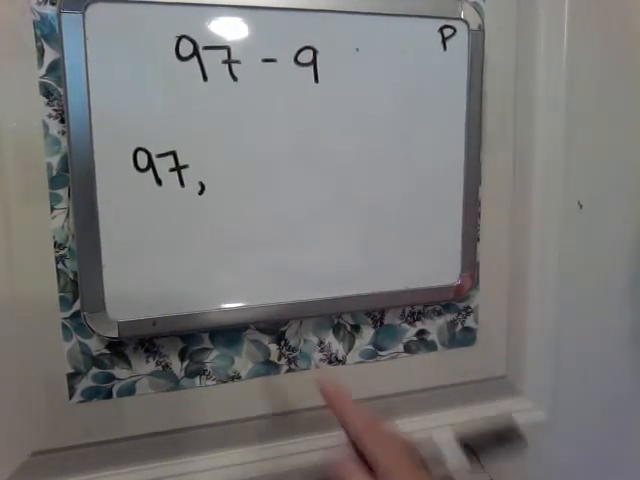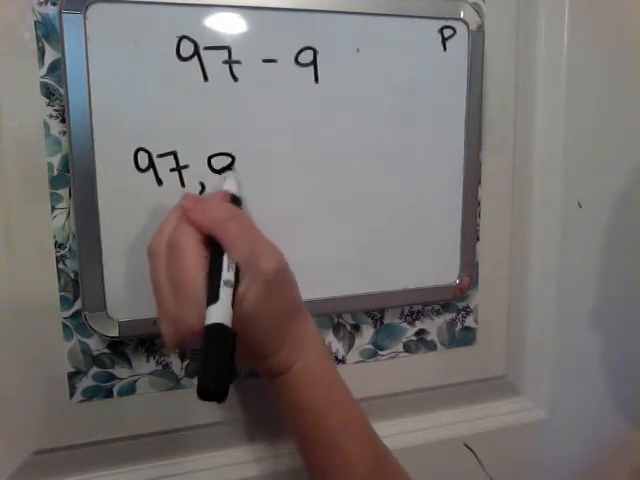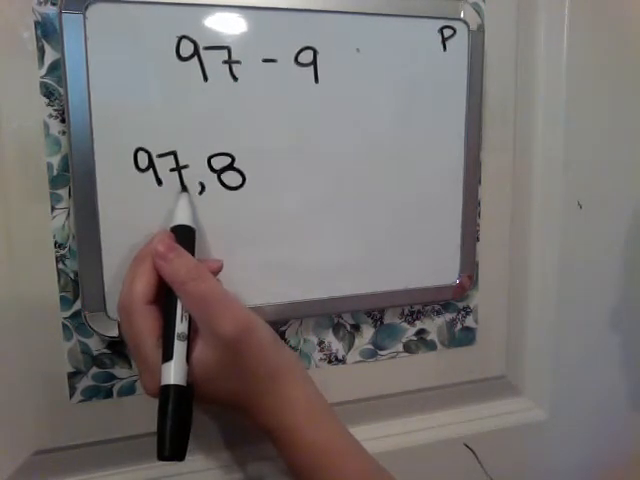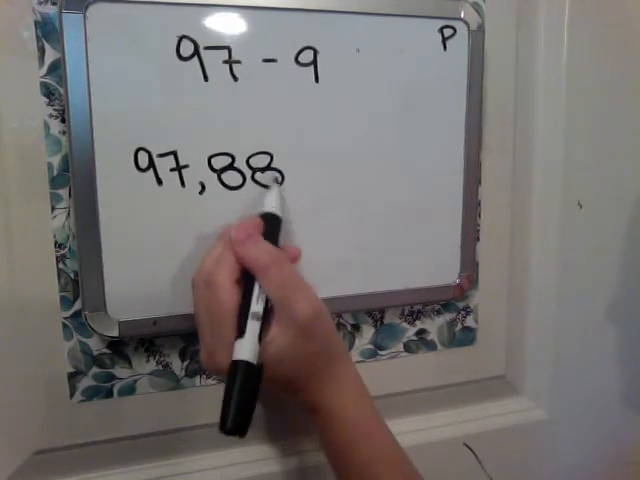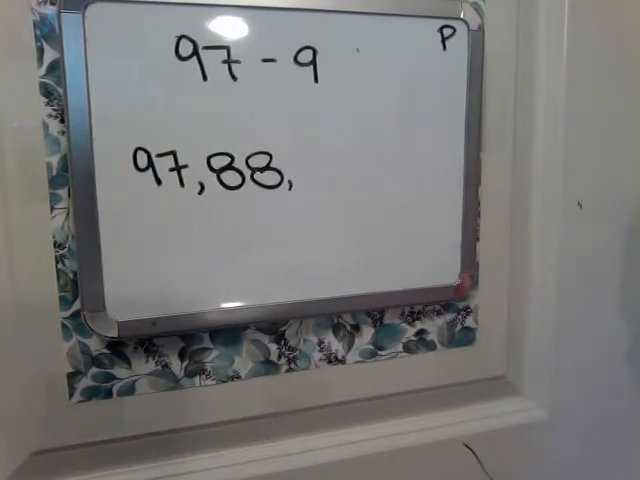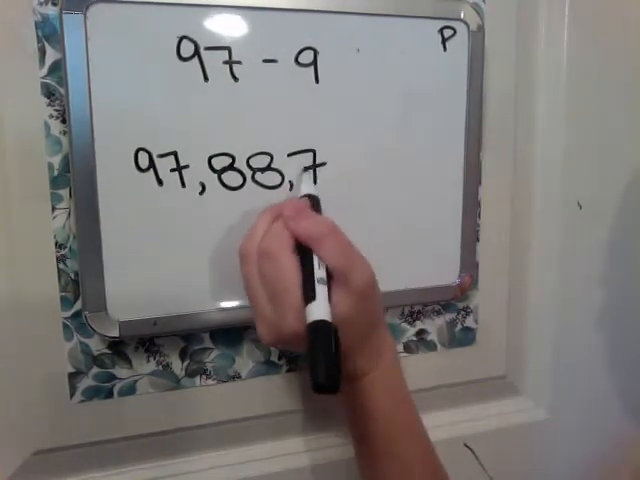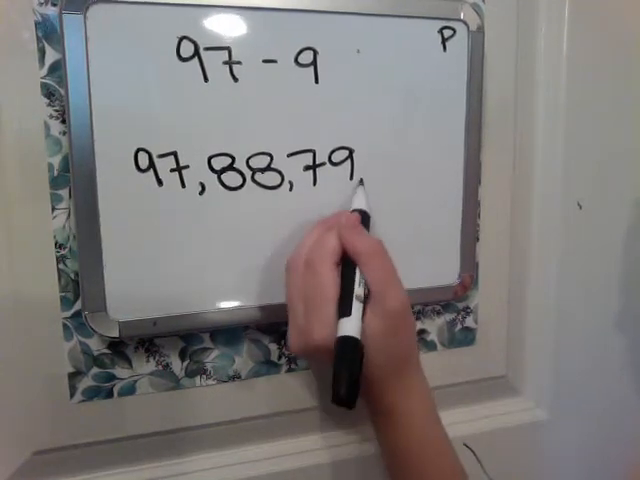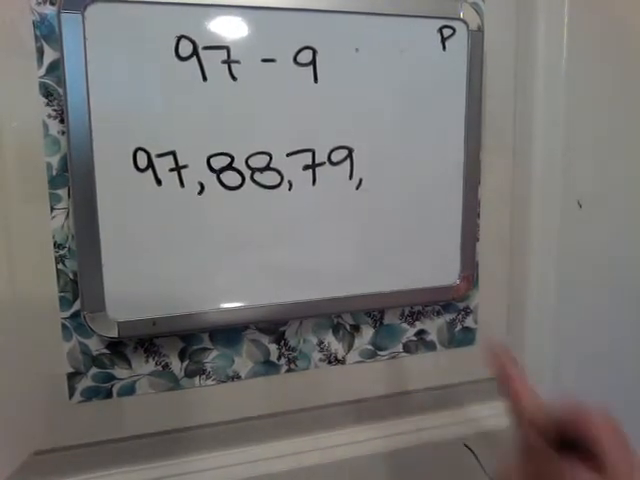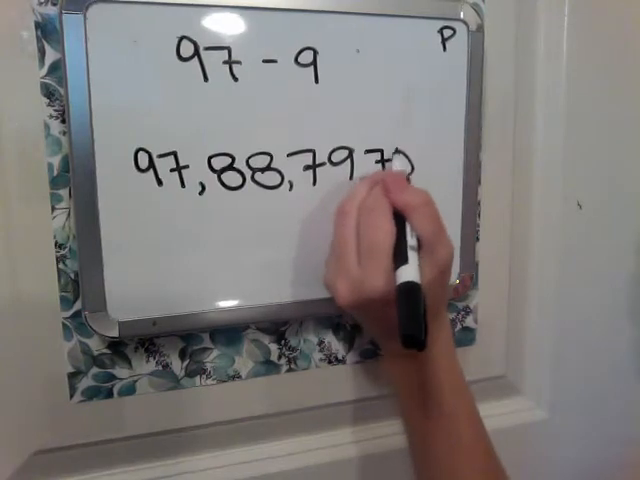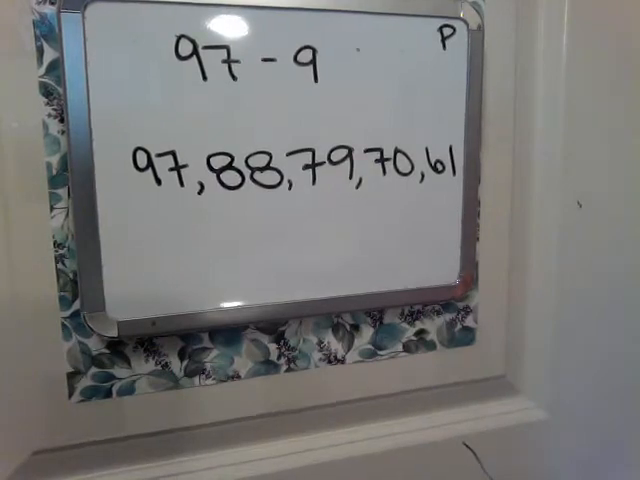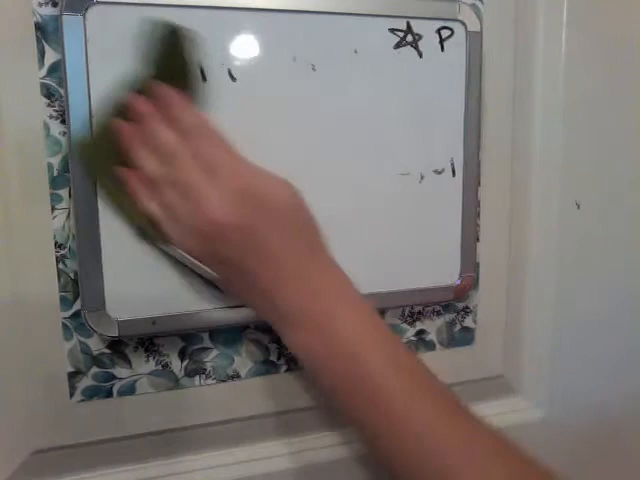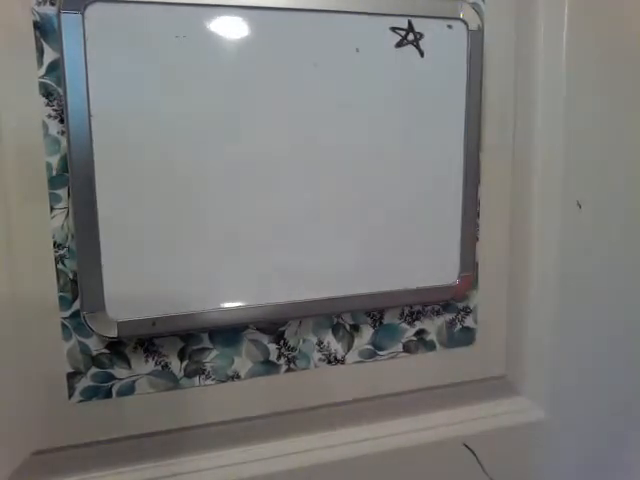So 97 minus 10 is 87. But since that's subtracting 10, we only need to subtract 9. It's not going to be 87, it's going to be 88. 88 minus 10 is 78, but it's really going to be 79 since we're only subtracting 9. 79 minus 9 makes it 70. And then 70 minus 9 is 61. Go ahead and give yourself a star for completing the pattern. And let's move on to what's next, the zero rule.